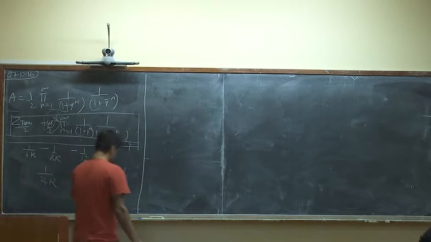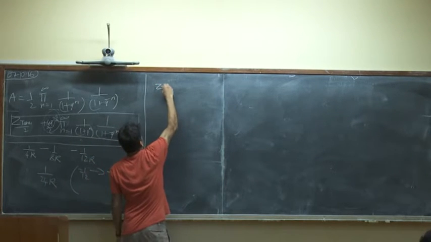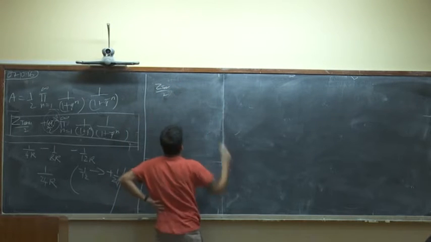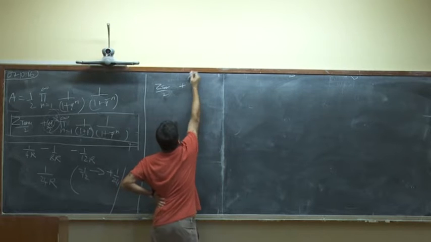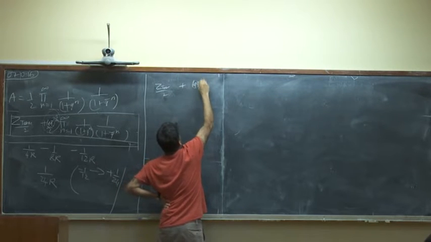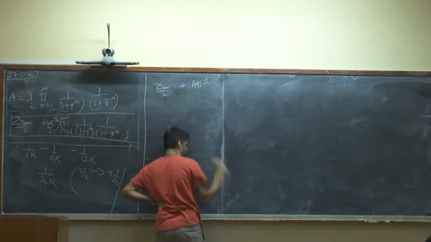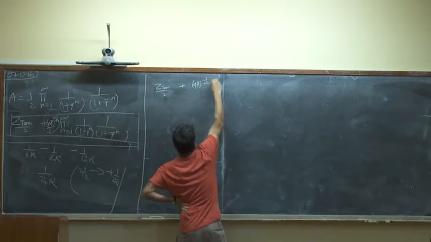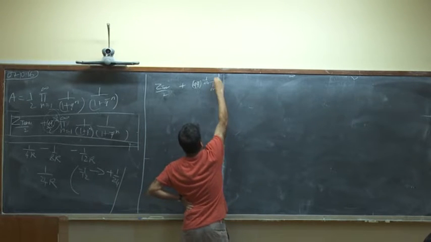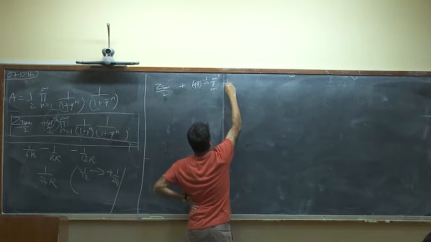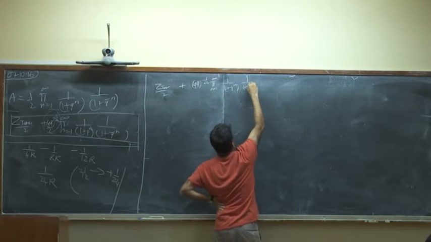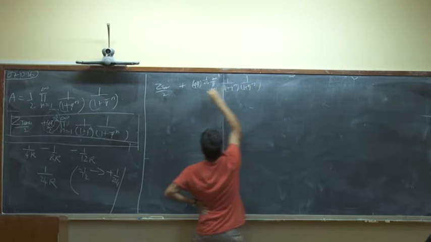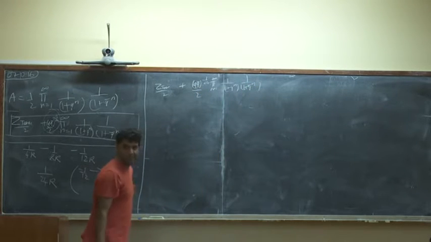So the full partition function now is what? It's Z torus by 2, plus (q bar minus 1 by 24) product over n equal to 1 to infinity of (1 plus q to the power n)(1 plus q bar to the power n), and this whole divided by 2.